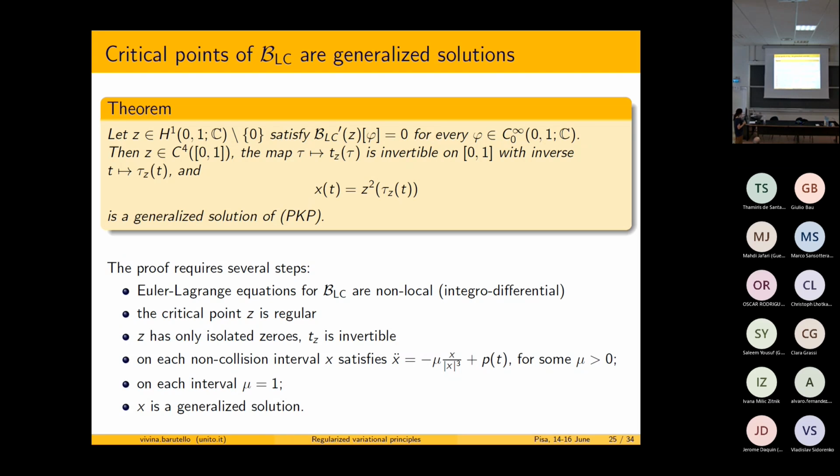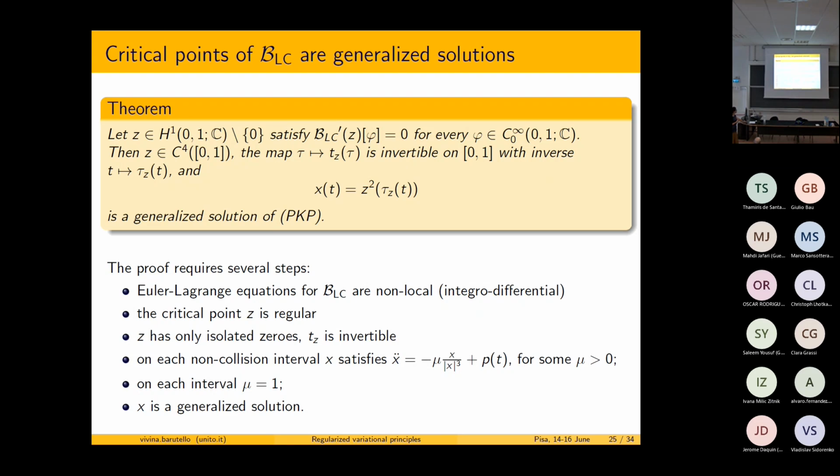Then, starting from these equations, you can prove that critical points are regular, that it has only isolated zeros, that the map is invertible, that it is smooth. Then this is funny because you prove this fact in two steps. First, at least we proved it in two steps, maybe you can find something different.